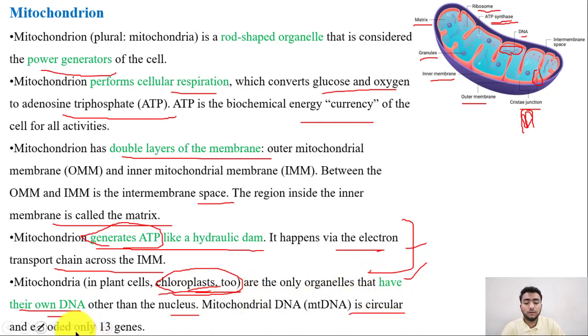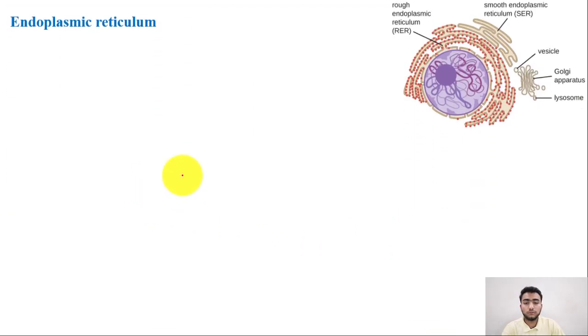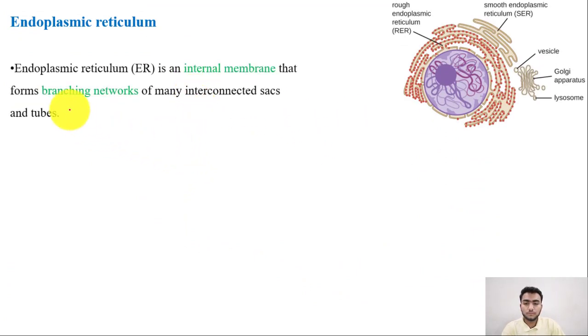It's circular and it's only encoded by 13 genes. Again, that's not part of your syllabus. So endoplasmic reticulum, really it's a stack-like structure.